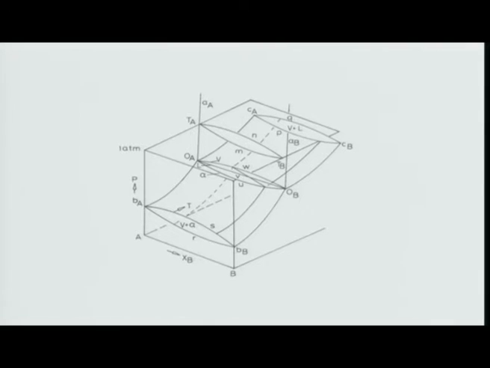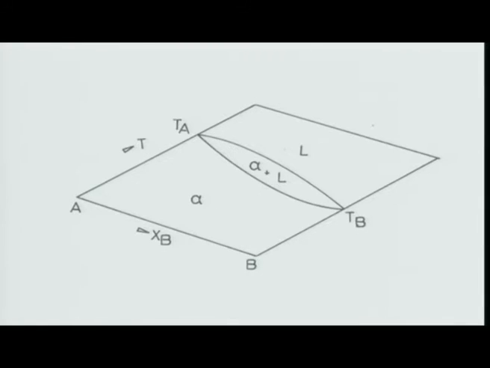Once you do that, that's what I discussed in the last class. Let me just tell you again. In the three-dimensional diagram, we have the composition axis on the x, pressure axis on the z, and temperature axis on the y. And it tells you the whole phase diagram in terms of liquid plus solid, liquid plus vapor, and vapor plus solid equilibrium. So therefore, it is very difficult to work on such a three-dimensional diagram, and to make it simpler, we take a section at 1 atmospheric pressure.